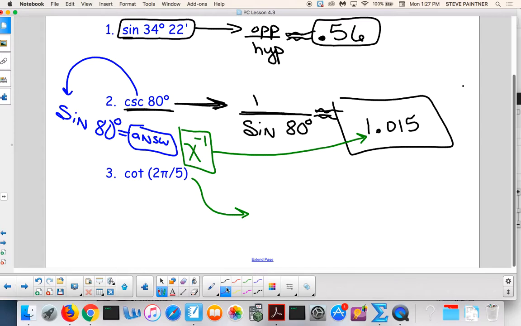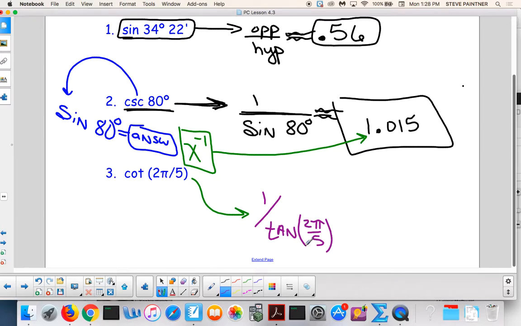Emma, how did you type yours in? I haven't. You haven't. Okay, Sophie, how'd you type yours in? Zoe took my calculator. Brandon, how'd you type yours in? 1 divided by tangent of what? 2 pi divided by 5. Okay. So this is what Brandon did.